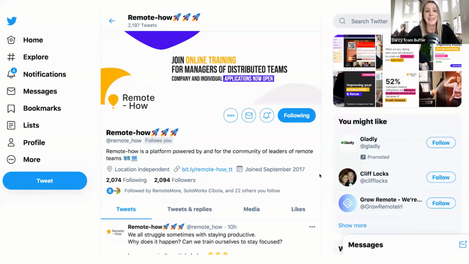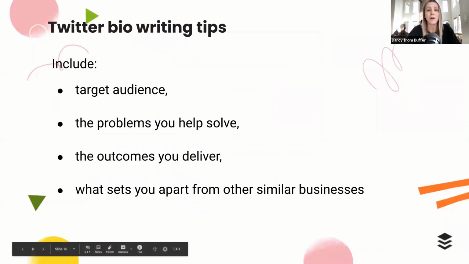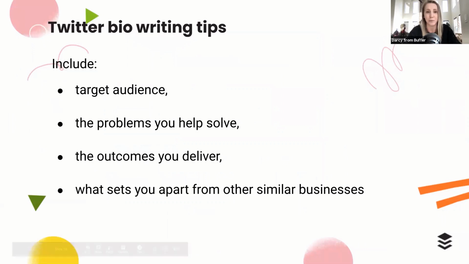We have 160 characters to share about our brand within our Twitter profile bio. Unlike some of the other social networks, on Twitter you don't want to share too much information in this little space. Instead, you're going to want to share a clear value proposition. And that might include these four things: target audience, what kind of problems you help solve, outcomes you help people deliver, and then what sets you apart. All of these things give prospective customers a reason to click that follow button because you've just told them exactly what you're going to offer them. And if they're a good fit for your business, they are going to hop on board and click follow.